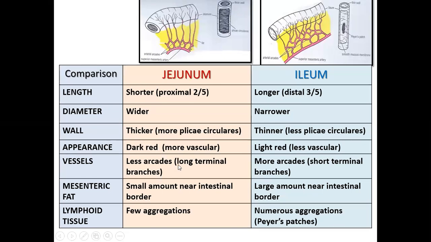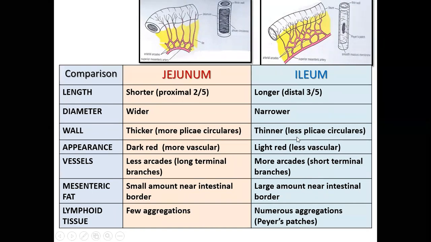Appearance: the jejunum will be dark and more vascular. A lot of vessels will be supplying this part because of the absorption, so this part will be darker compared to the ileum, where there will be lesser absorption compared to the jejunum. So the ileum will be less vascular.